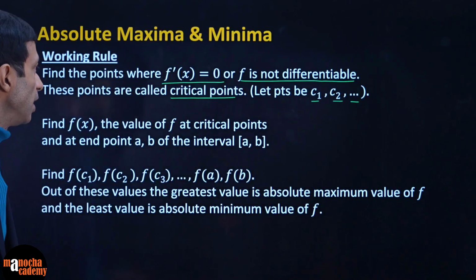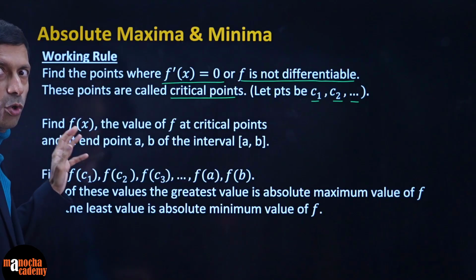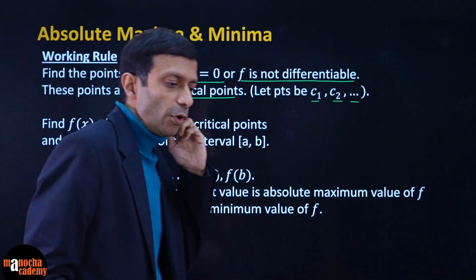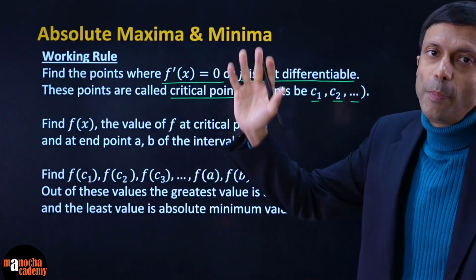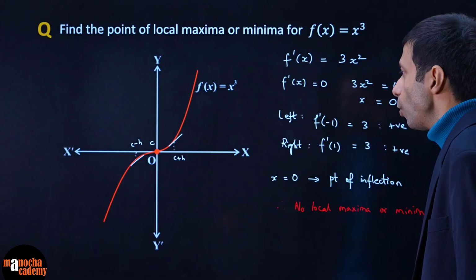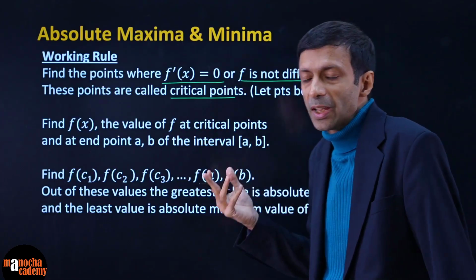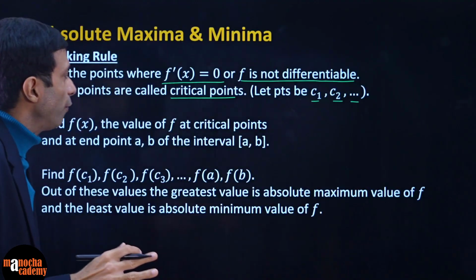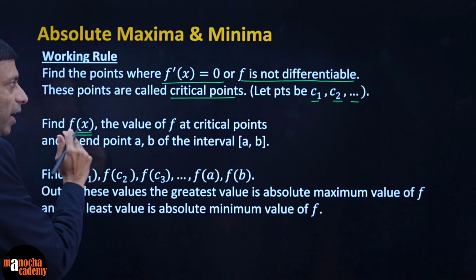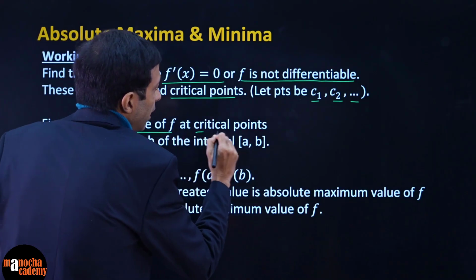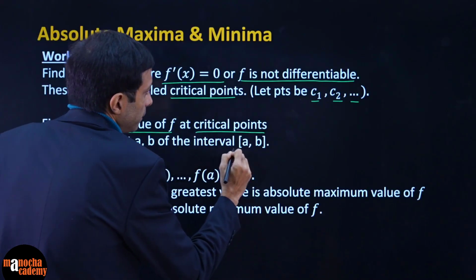These are your critical points. Now find the f(x). So once you have located your critical points, let's say you have to find your absolute, that is global, maxima or minima, then you don't have to bother doing this left and right test. The beauty here is that it's more of a working rule: once you have found your critical points, directly find the value of the function f, the value of f at the critical points, and also do it at the end points.